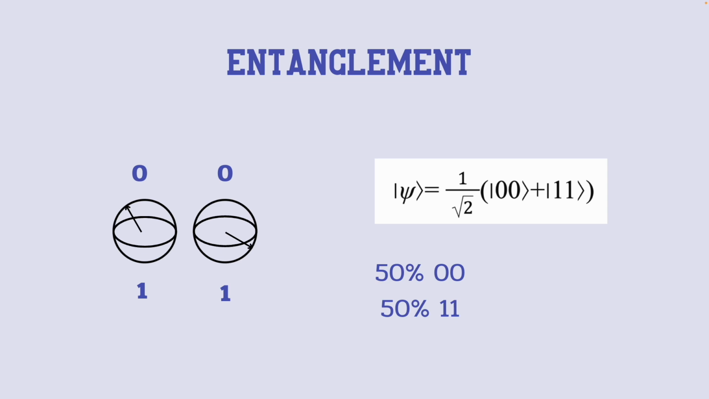If we measure one qubit in the pair and find it to be in the state 0, we instantaneously know that the other qubit is also in the state 0, regardless of the physical separation between them. Entanglement enables quantum computers to perform operations on multiple qubits simultaneously, leading to increased computational power.